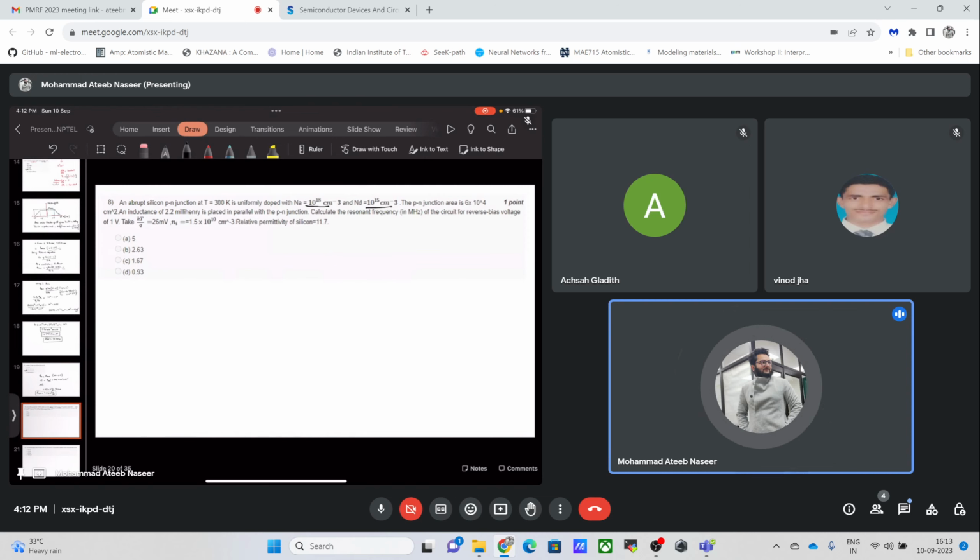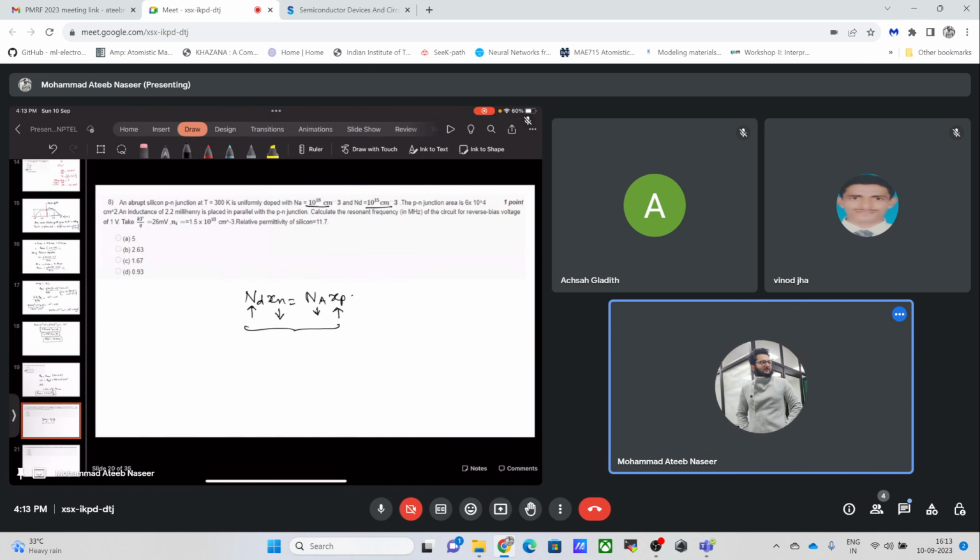So from looking at this, it would mean that whenever we solve the Poisson equation, you must have seen this: Nd xn is equal to Na xp. So if this is high, this will be low. Simply, if this is low, then this is high. You must have seen this while solving for the p-n junction. This relation is also handy sometimes, but let's not get into this.